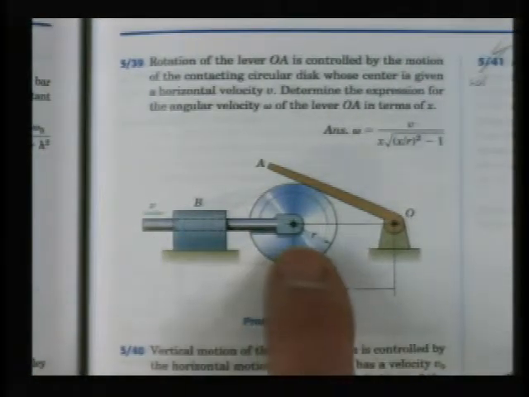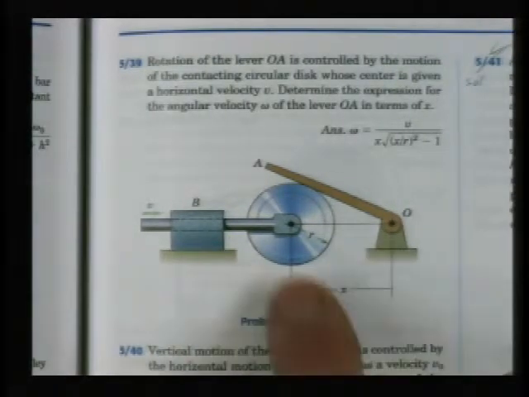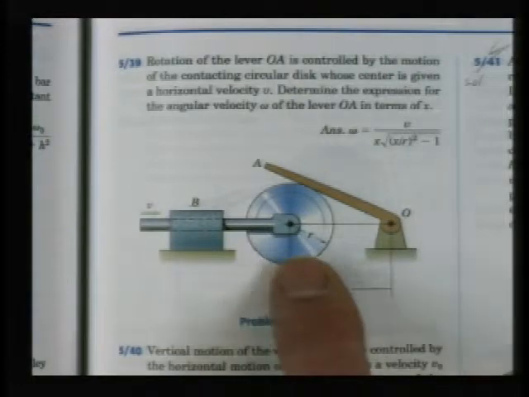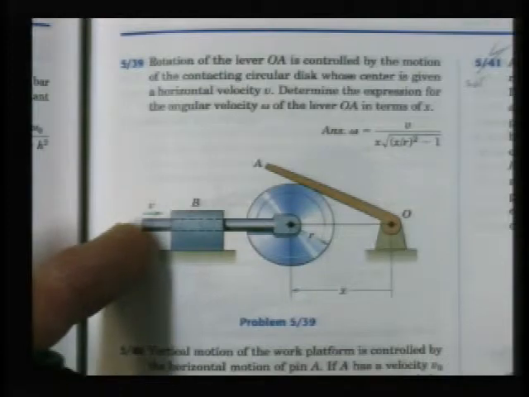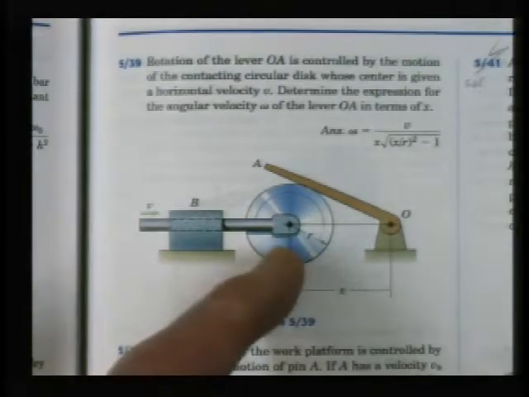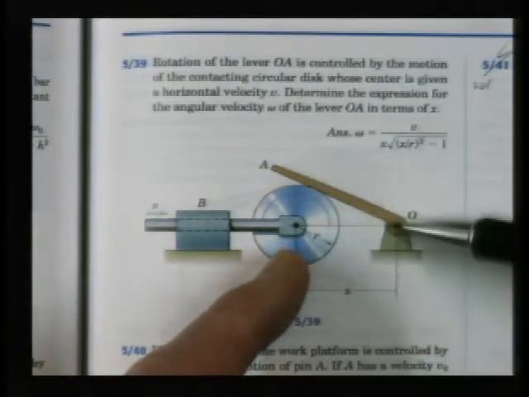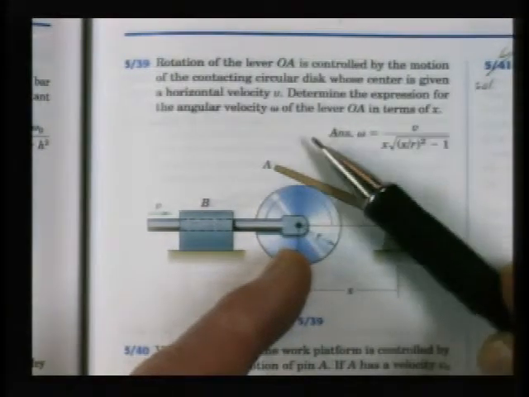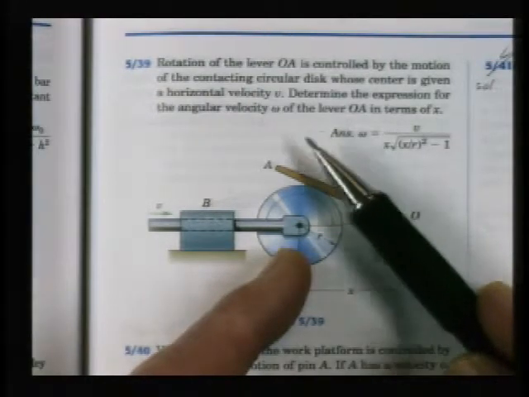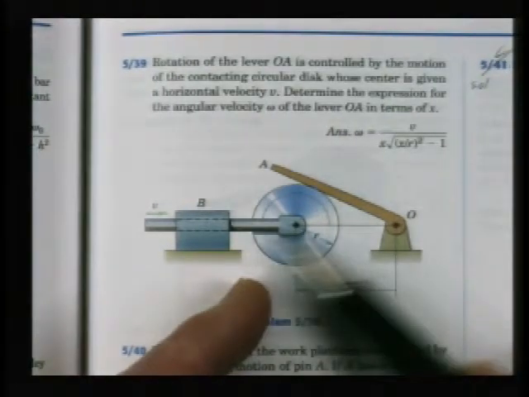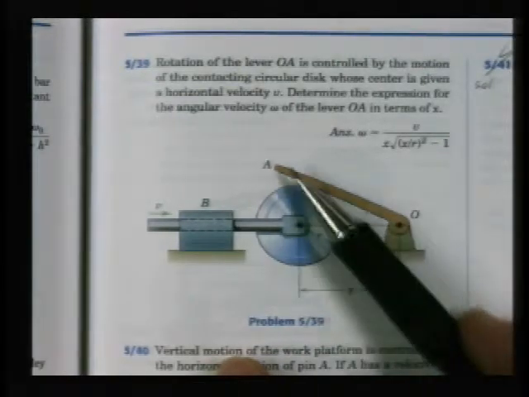Here's a nice looking mechanism. We're driving this circular disc to the right. And that's going to be causing this arm OA to lift up and move clockwise. And when this arm over here is moving to the right at speed v, we want to get an expression for the angular velocity of this member.